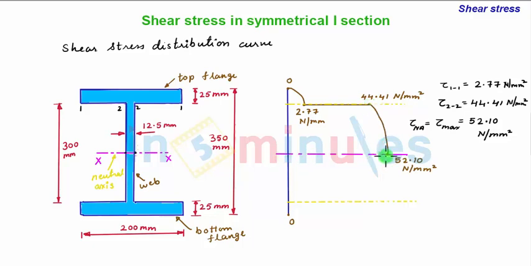Now as we have discussed, the variation of shear stress in the part of the cross section below the neutral axis will be the same as that of the part of the cross section above the neutral axis, so we simply draw the mirror image of the variation. So this is your complete shear stress variation curve or shear stress distribution curve for your symmetrical I section. So with this, our problem is solved.